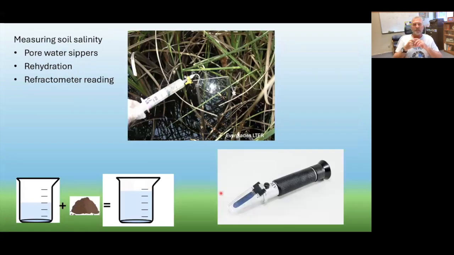When we're measuring salinity in soils, you can use things like pore water sippers to get down there and get samples. Rehydration is another method, where you rehydrate the soils, and then you can actually measure the salinity of the water. So you're kind of doing an extraction in order to get that salinity. And so you could use something like a refractometer or a salinity meter or what you like.